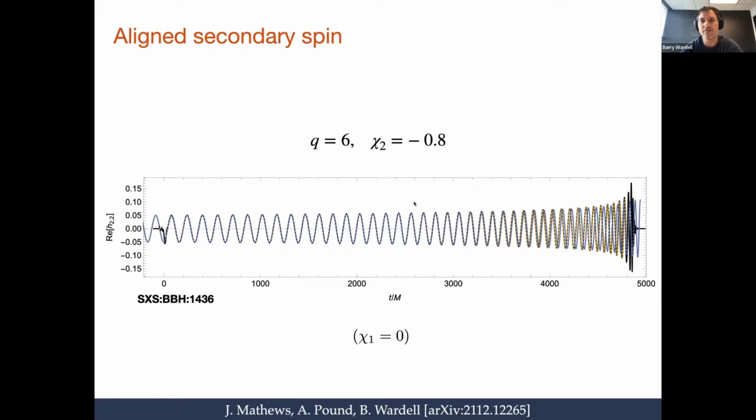If you do include the effect of the secondary spin, you get the orange one, and you can see that it's tracking pretty close to the NR one. It's not perfect, but it's pretty good. So certainly we're getting the secondary spin right.